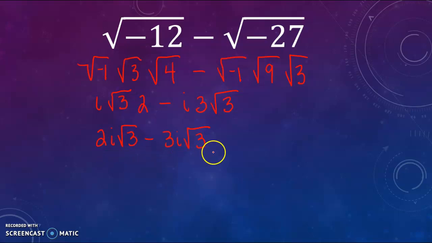Now, these are like terms. They both have i's in it. They both have square roots of 3 in it. So 2i square root of 3 minus 3i square root of 3 is going to be negative 1i square root of 3.